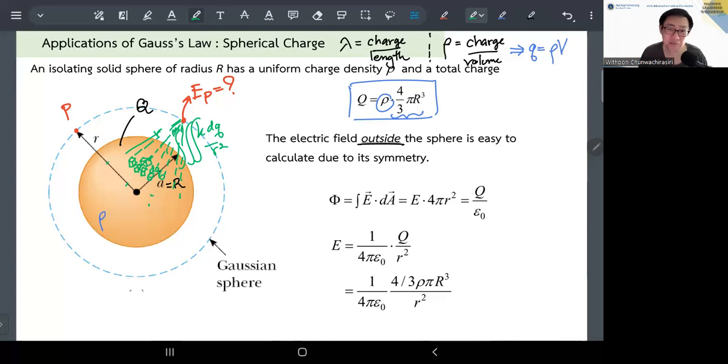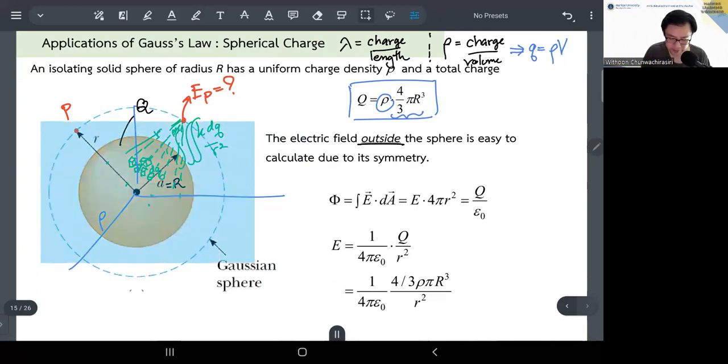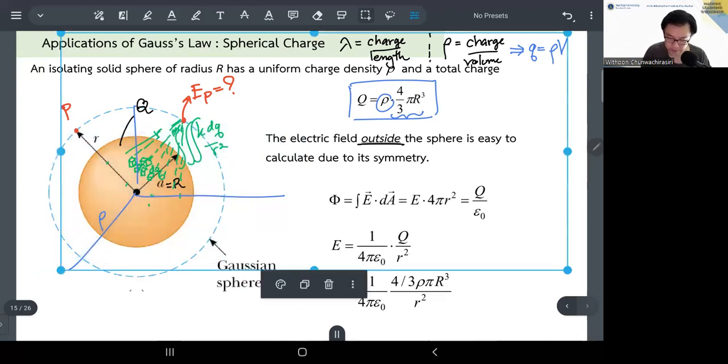Makes sense? Why? Because the ball is a three-dimensional object, and you want to do the k dq over r squared throughout this three-dimensional object. So you cannot avoid doing a three-dimensional integral. And who will want to do that? No way. So we will not do that at all, even though it can be done. I think maybe the textbook will do that for you.